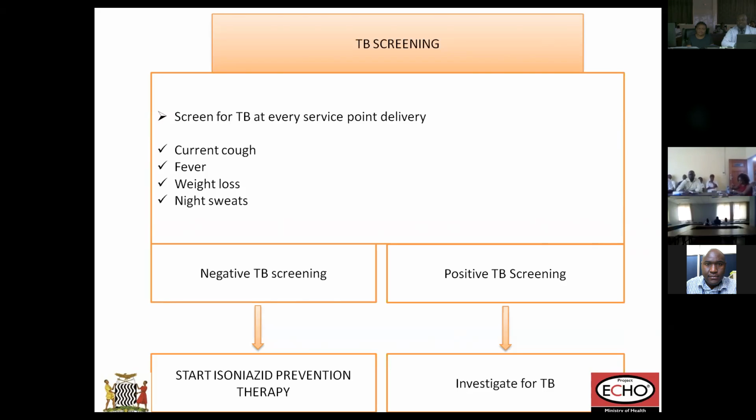If the patient has a positive screen for TB, you investigate for TB. And we know from the guidelines that the GeneXpert is the recommended test, then you can do other supportive tests like microbiology for AFB, microscopy, chest X-ray, and other modalities that are recommended. Now, if the patient is negative on the above screening, you immediately start the isoniazid preventive therapy.